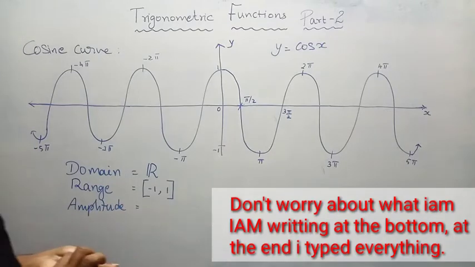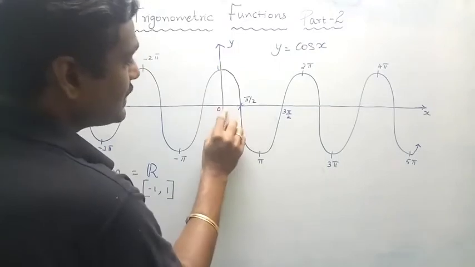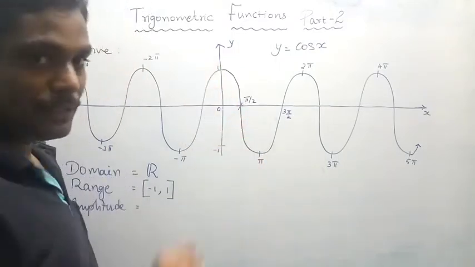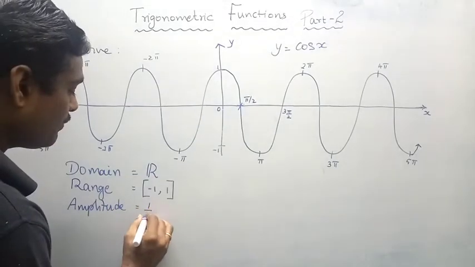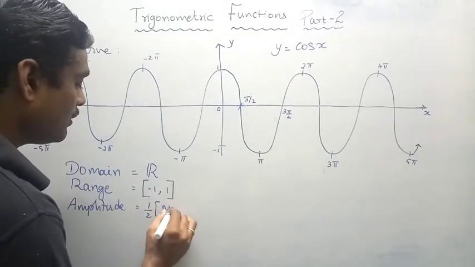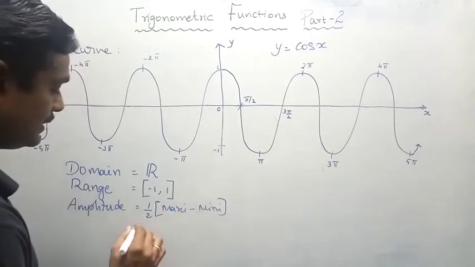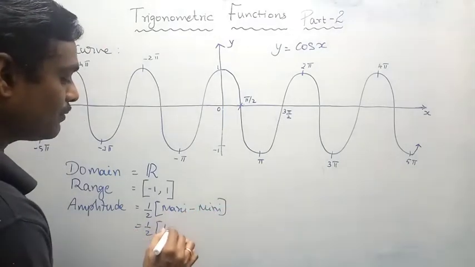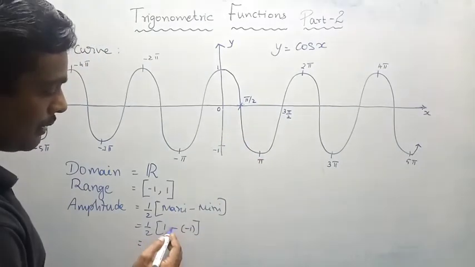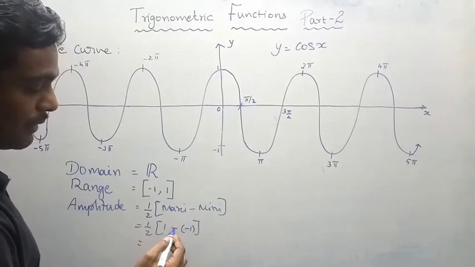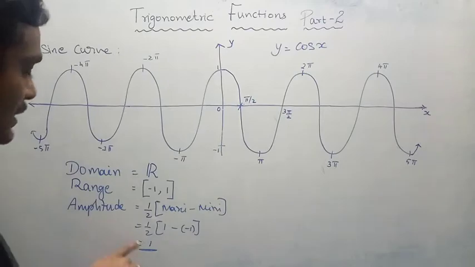Next, amplitude. Amplitude is the distance from the x-axis. This is the x-axis, the maximum distance is 1 unit. Otherwise, it is half times maximum minus minimum. What is the maximum? 1 unit, and the minimum is minus 1. So what will it be? 1 plus 1, 2, 2 by 2, 1. So in this case the amplitude is 1 unit.